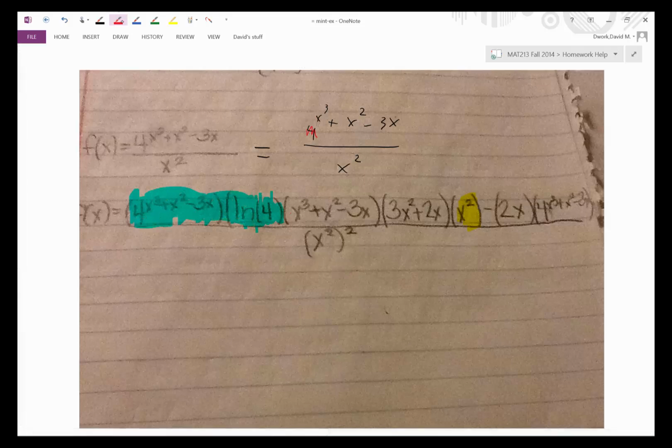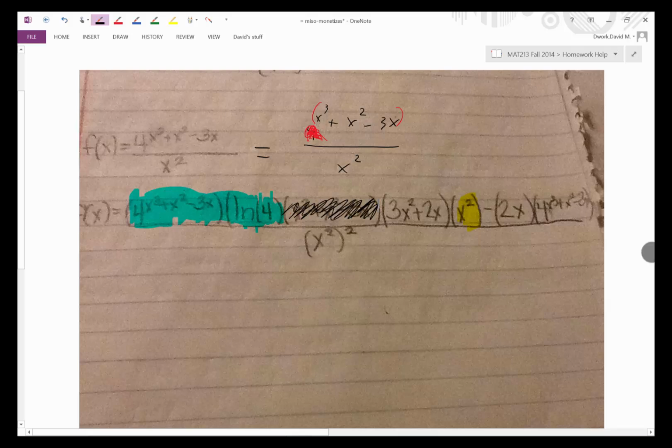Okay, so now you've done the derivative of the base, so now we have to do the derivative of the junk. So what is the derivative of x cubed plus x squared minus 3x? Well, you don't write that again. We don't need that. So this needs to go. This shouldn't be there. Okay.